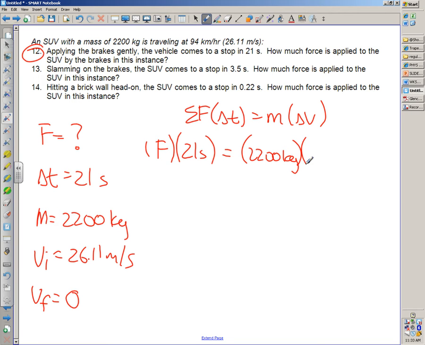Important that we keep track of stuff here. How do we calculate delta something? When we calculate delta anything, it's always final minus initial, or 2 minus 1, right? What's the final velocity here? 0 minus the initial velocity, which was 26.11 meters per second. All right, let me pull out the calculator and figure out what force needs to be applied to this SUV to bring it to a stop in 21 seconds.